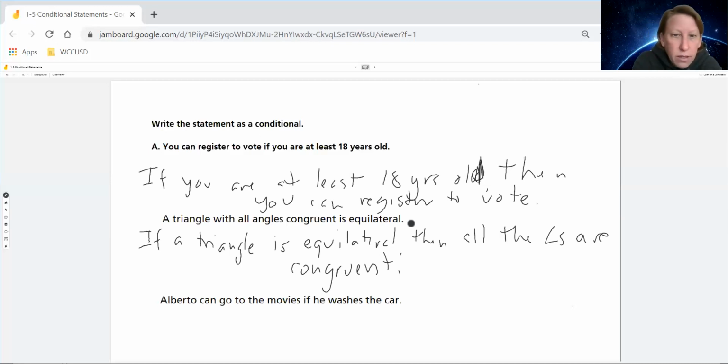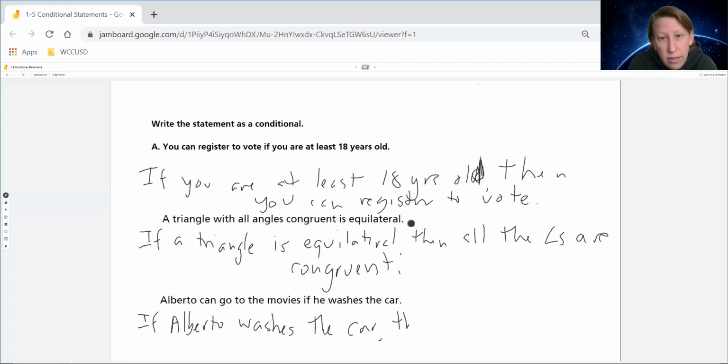And the last one, I would say if Alberto washes the car, if he's done the thing that he was asked to do, if that condition has been met, then the reward is that he can go to the movies. If Alberto washes the car, then he can go to the movies.